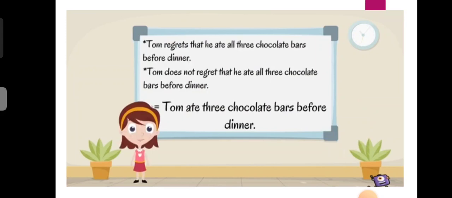Tom regrets that he ate all 3 chocolate bars before dinner. Tom does not regret that he ate all 3 chocolate bars before dinner. So the presupposition for both statements is that Tom ate 3 chocolate bars before dinner.